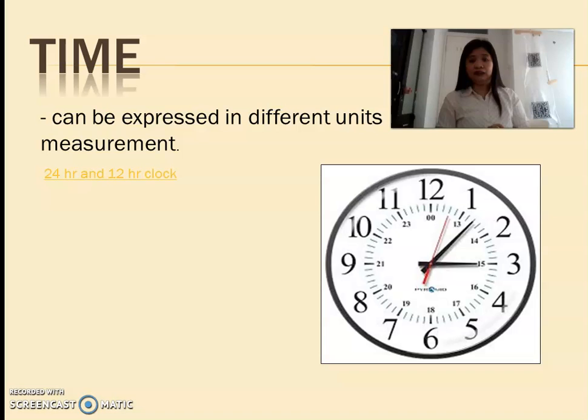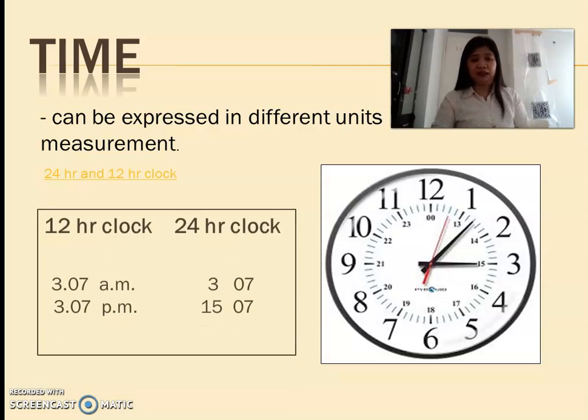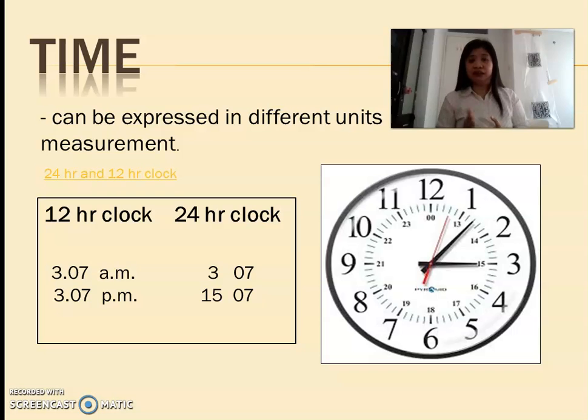This one is 3:07 a.m. or 3:07 p.m. So, in 24-hour clock, we can convert 3:07 a.m. to 3:07 without a.m. because it's 24-hour clock. Okay, now in 12-hour clock, we have 3:07 p.m.